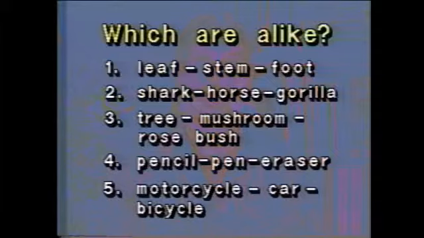There are some other good activities that you can do with worksheets. The first, each student circles 2 objects out of 3 that are most closely related. You might throw in some tricky ones like shark, horse, and gorilla, or tree, mushroom, and rose bush. And don't forget non-living items too, like pencil, pen, and eraser, or motorcycle, car, and bicycle.